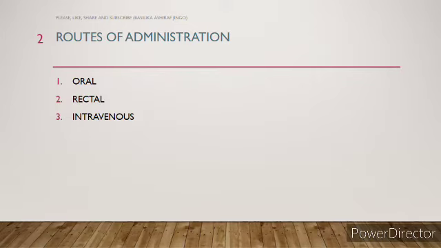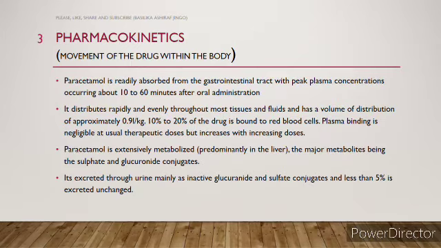So let's talk about the pharmacokinetics, and here we are going to talk about the movement of the drug within the body. How does the drug move through the body? And when we talk about the pharmacokinetics, we have to talk about 4 stages. First stage is absorption. Second stage is distribution. Third is metabolism, and fourth is excretion.